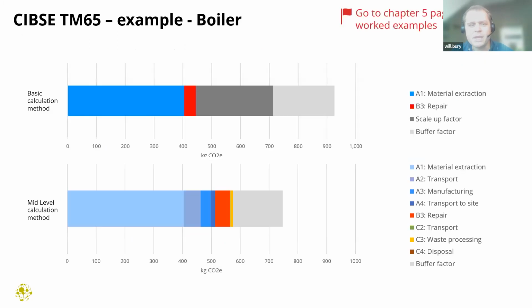So this is an example of a basic calculation versus a mid-level calculation. As I mentioned before, the basic calculation will tend to overestimate what the embodied carbon is for a product due to the uncertainty. The mid-level calculation provides more detail and is more accurate to what the actual embodied carbon for the product probably is. So this encourages people, if they possibly can, to provide a mid-level calculation.